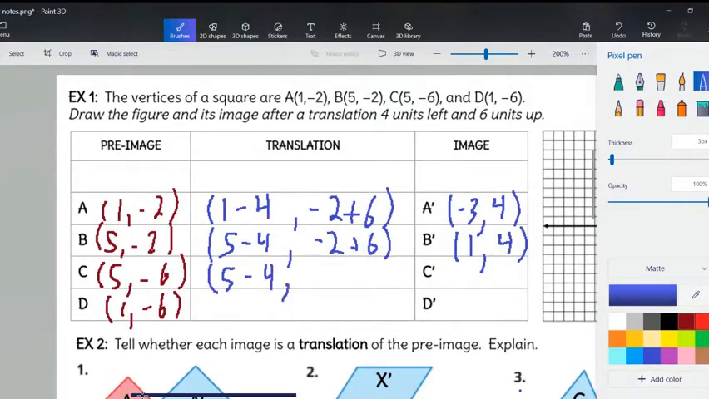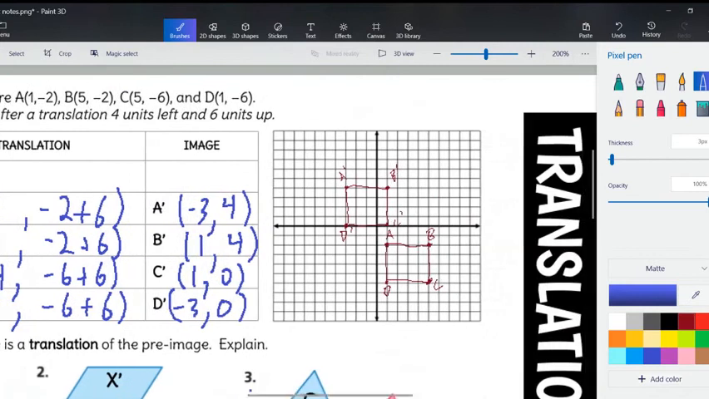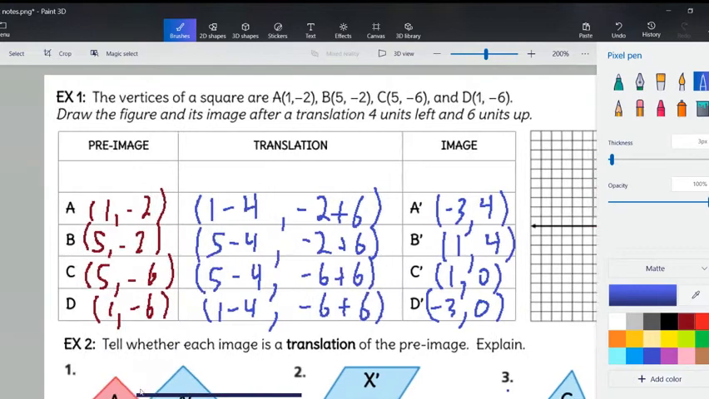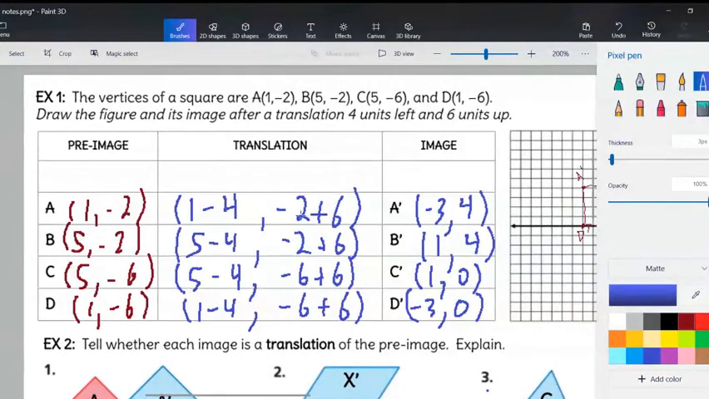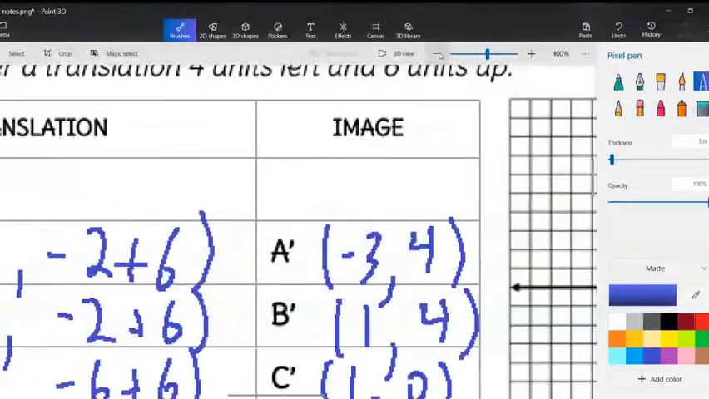5 minus 4, -6 plus 6 would be 1, 0. And 1 minus 4, -6 plus 6. That'll be -3, 0. If we check those, 1, 0 is correct, and -3, 0 is also correct. All right, so that's how we graph a translation, if it tells us which way to do it.